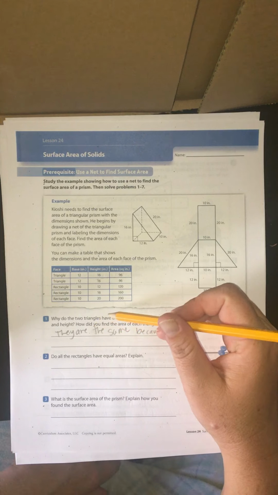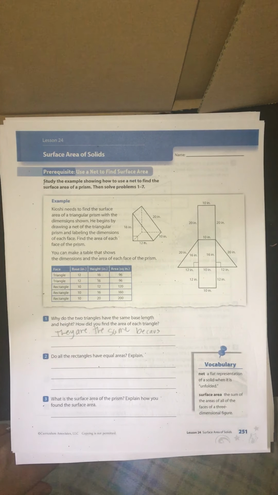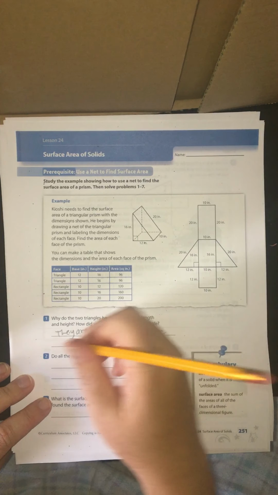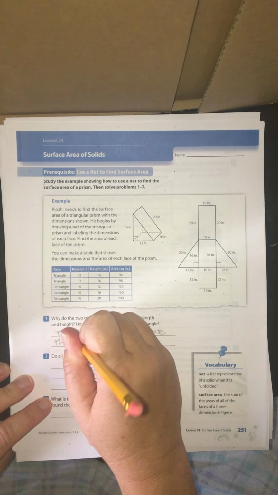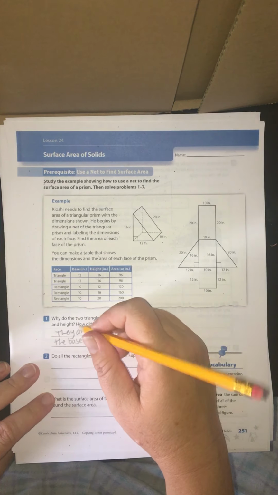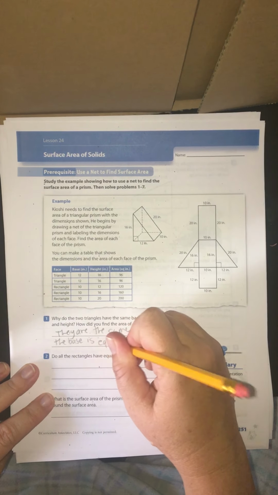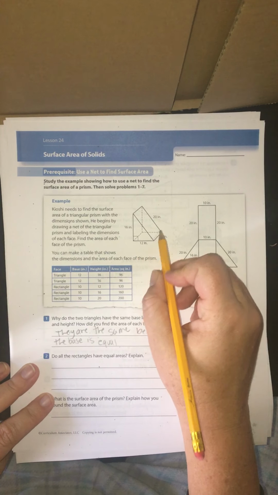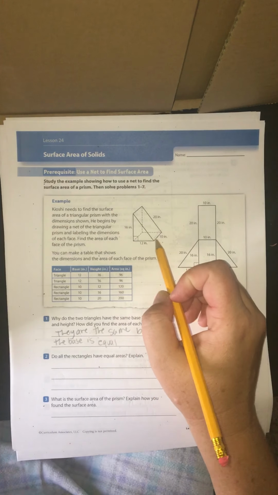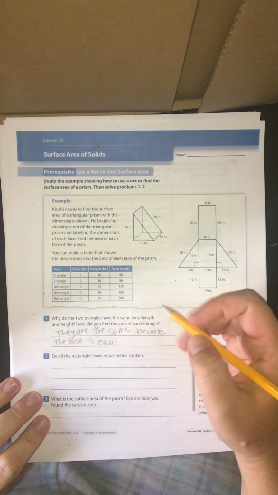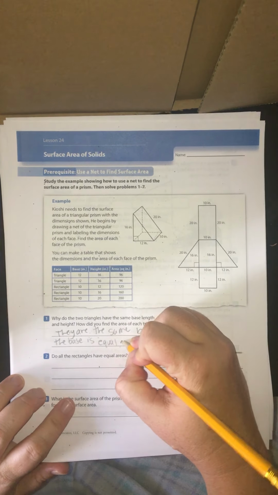And they're just asking, why do the triangles have the same base? And what formula would you use? How would you find the area? So they're the same because the base is equal. This is a triangular prism, but it has what you need, which is rectangles. The base is equal and rectangular.